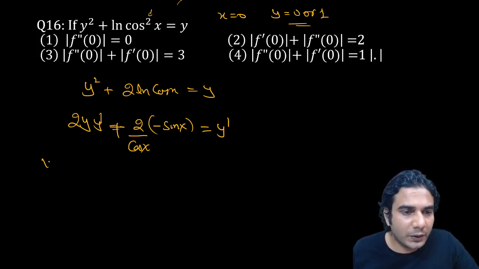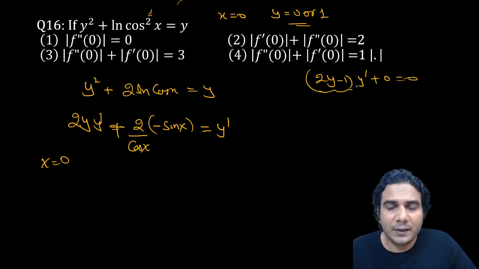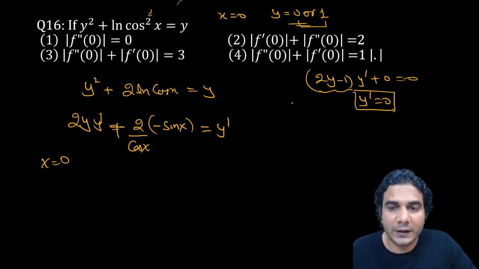All right, so if I put x is equal to 0 in this, I'll get 2y minus 1 into y dash plus 0 is equal to 0. So yes, y is certainly not half when x is 0, because you know y is either 0 or 1. So y is not half. So certainly y dash must be 0. So y dash 0 is 0. You can write y dash 0 is equal to 0.